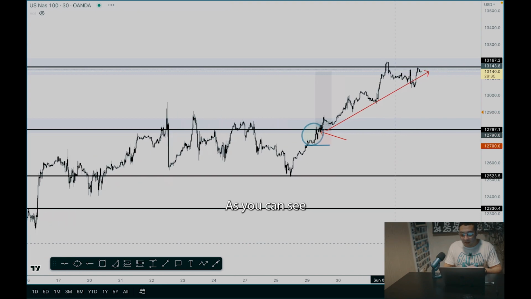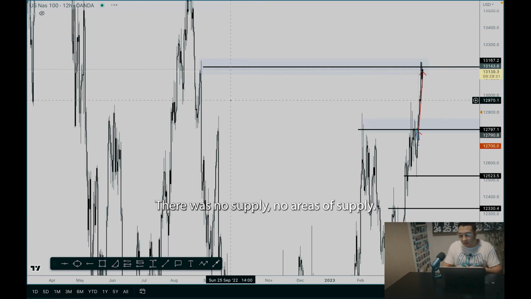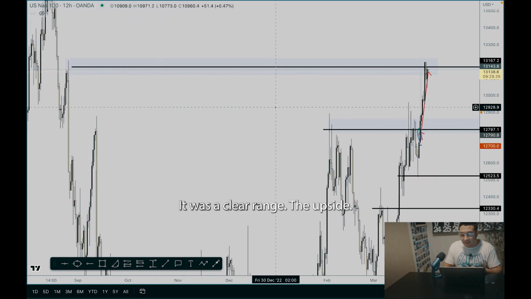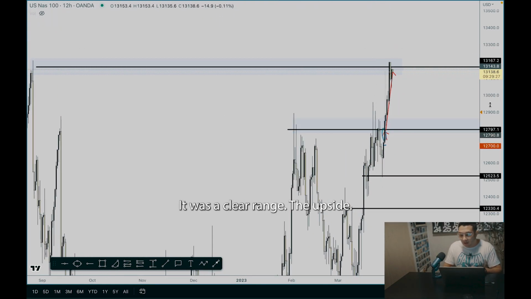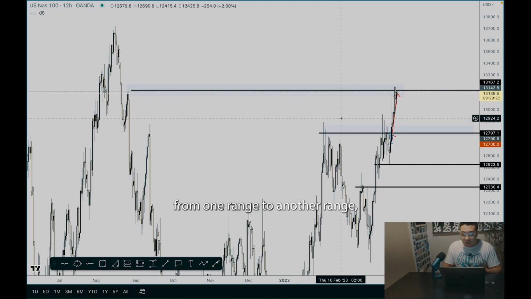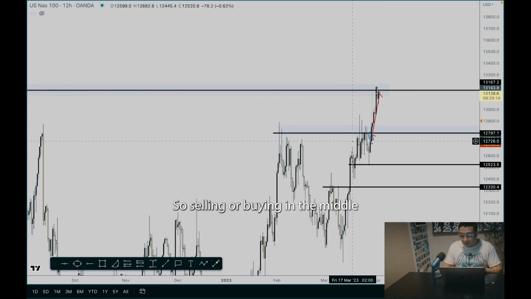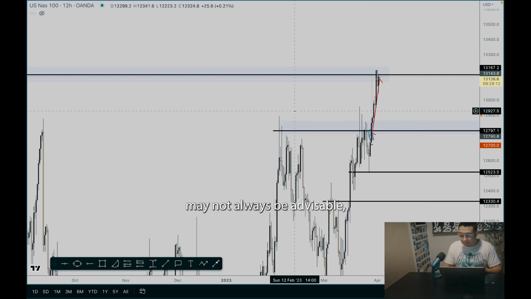As you can see, after this point here, there's absolutely no levels of resistance. There was no supply, no areas of supply. It was a clear range to the upside. Okay, when price breaks out from one range to another range, it pushes very strongly because there's nothing there. So it ultimately comes just to fill that space, and then you'll see a reaction. So selling or buying in the middle may not always be advisable.